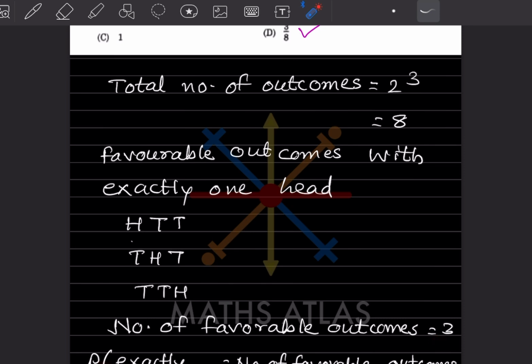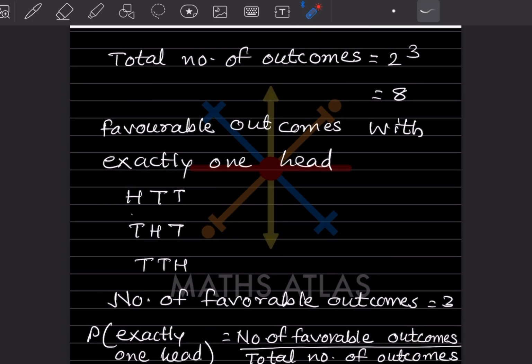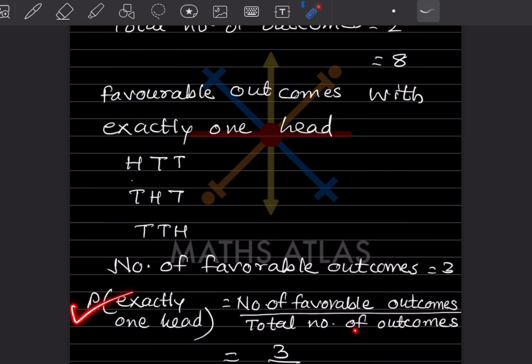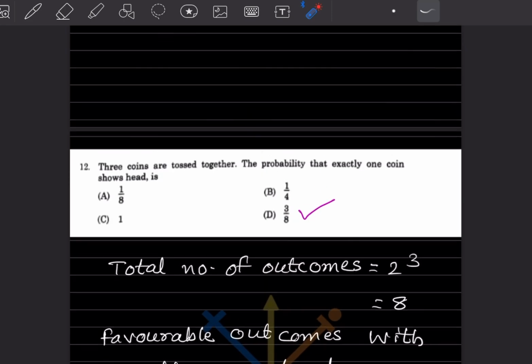So for this one, probability of exactly one head will be the number of favorable outcomes divided by the total number of outcomes. This is the formula you have to remember. So 3 divided by the total number, which was 8. So that is 3 by 8.